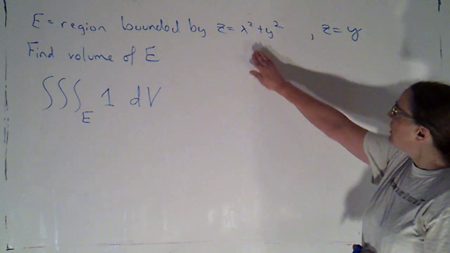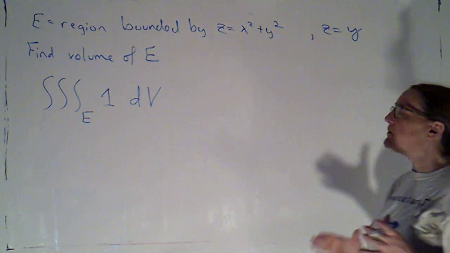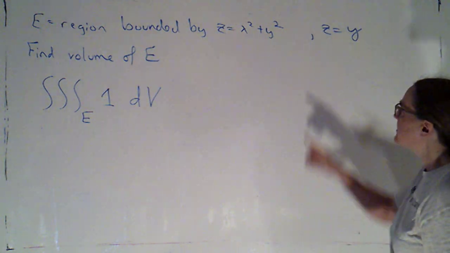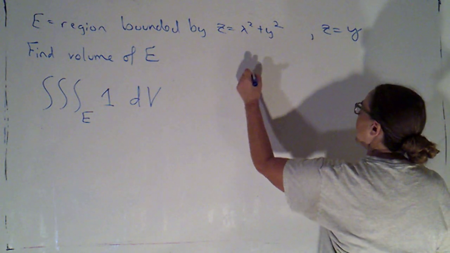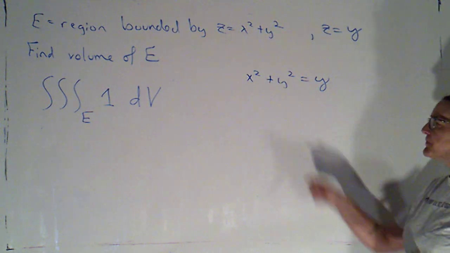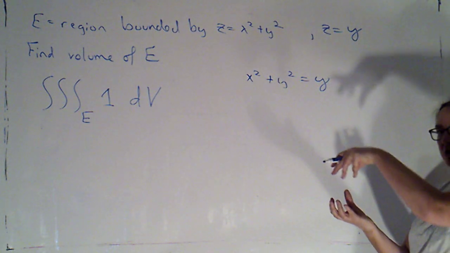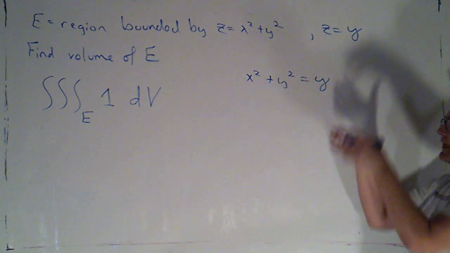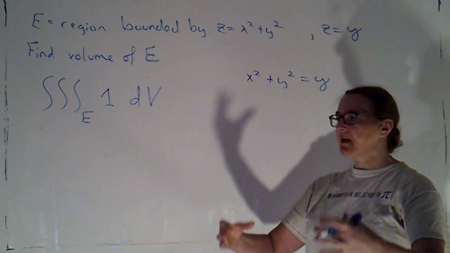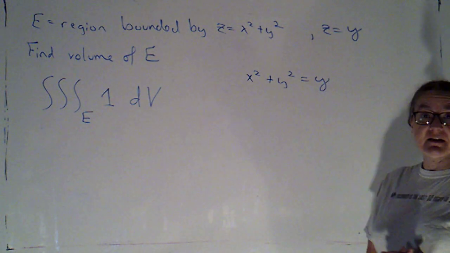Okay. Now, all I was given was two surfaces here. I wasn't given any walls, so that tells me that the floor and the ceiling for this region must meet. So I'm going to set them equal to each other. x squared plus y squared equals y. Set them equal to each other so that I can find the curve where they meet. When I then project that onto the xy plane, that's going to be the boundary of the projection of the entire solid onto the xy plane.